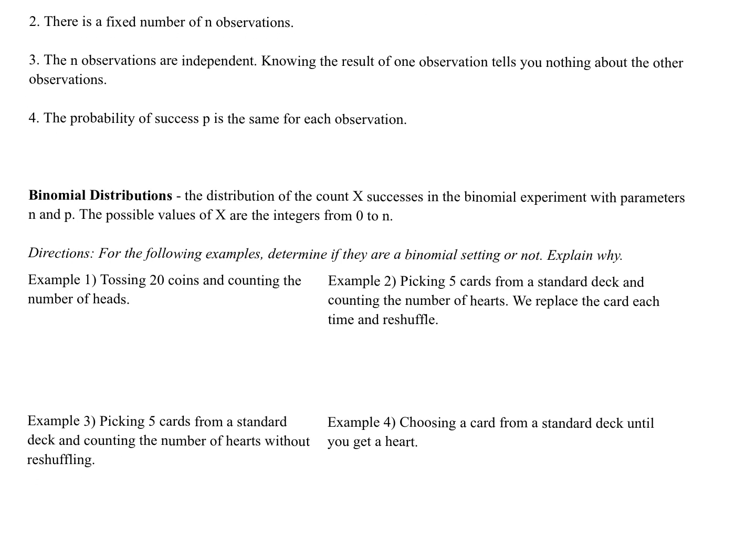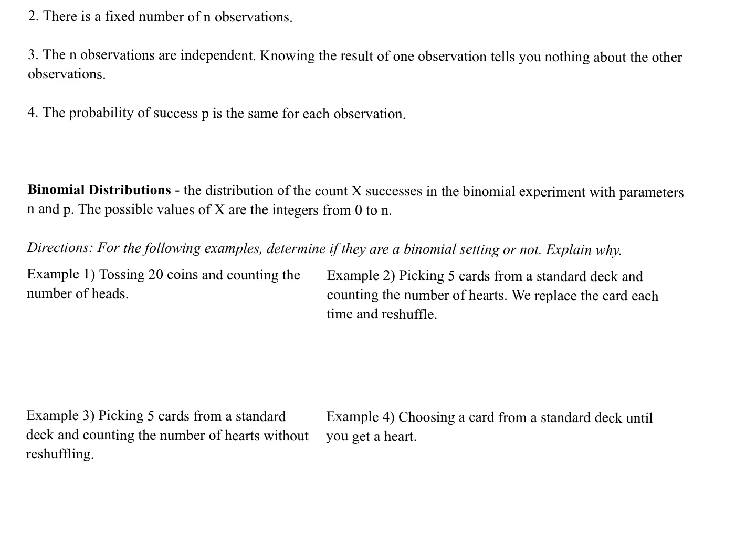So the definition of a binomial distribution is the distribution of the count x of successes in the binomial experiment with parameters n and p. And the possible values of x are integers from 0 to n. Here, n, just to remember, is your number of trials, and p is your probability of success.